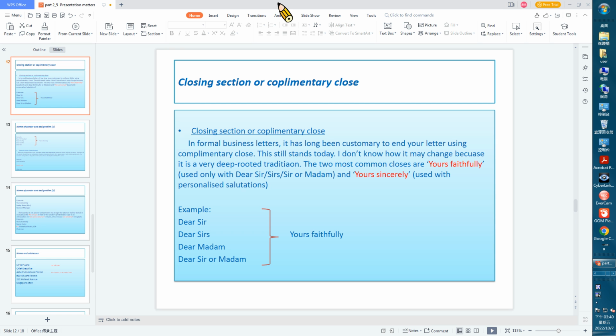Closing section or complimentary close. In formal business letters, it has long been customary to end your letter using a complimentary close. This still stands today. I don't know how it may change because it is a very deep-rooted tradition. The two most common closes are "Yours faithfully" and "Yours sincerely."